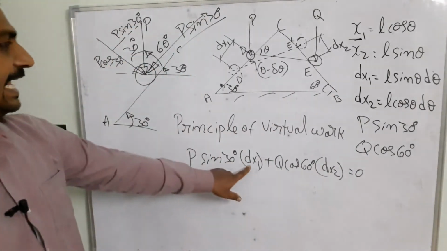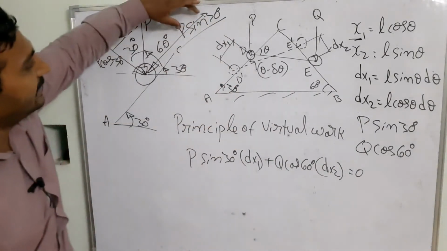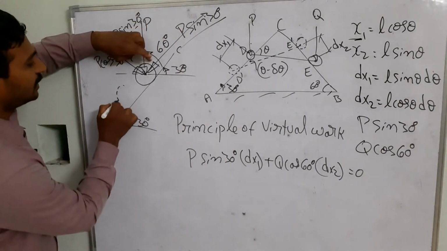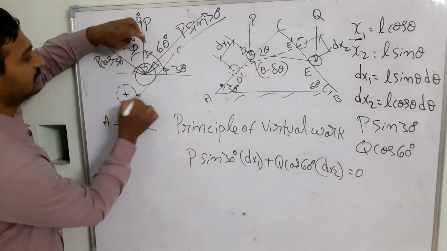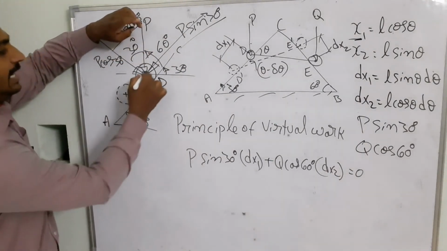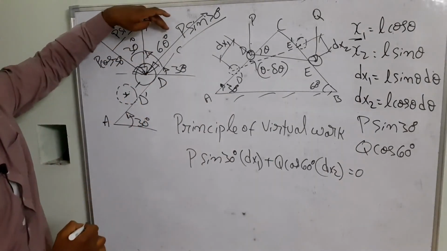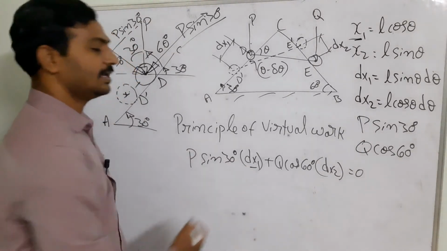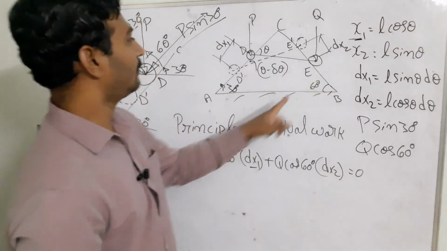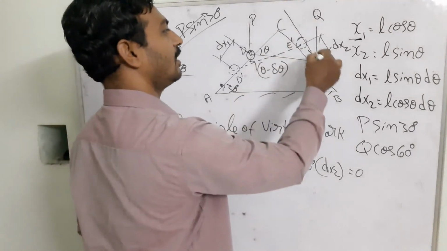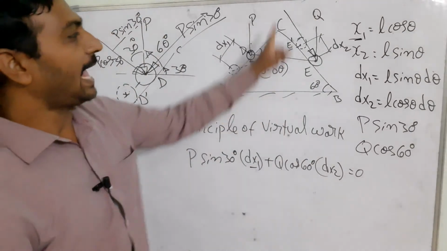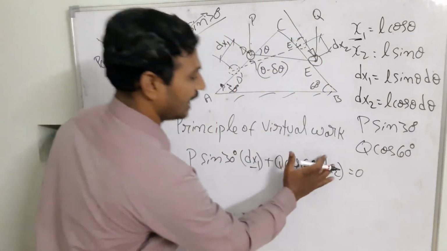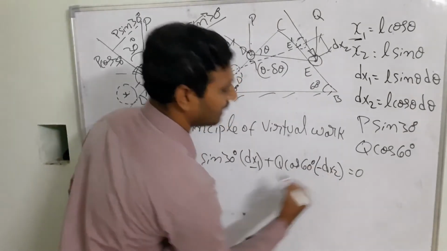In this case, dx1 is available, dx2 is also available, but we need to find out the direction of each. What is the direction of dx1? Can you see? When the force P sine 30 degrees is acting on this member, it is shifted to this position. So this is your D and this is your D dash. That means the direction of the force and the direction of the displacement are matching, so this is going to be positive. But in this case, the direction of your P cos 60 is acting in this direction, but your displacement is in the opposite direction. So that's why I am multiplying here with the minus.